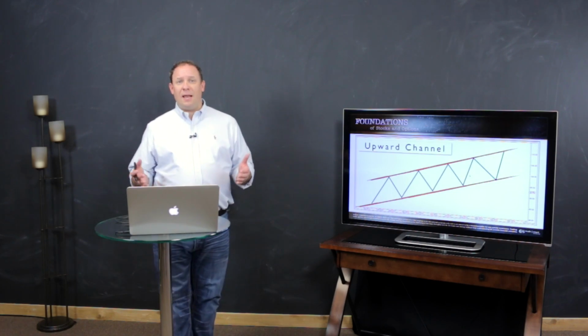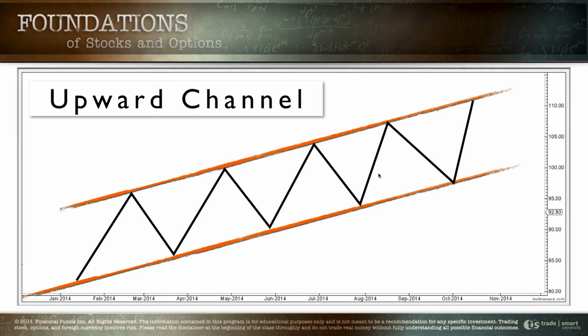Now, let's look at this in a more realistic view here. Notice we've got the same pattern that we just drew out here, a sequence of higher highs and a sequence of higher lows, but we're also doing this while trading sideways between support and resistance. This is an upward channel. And so you see we've got both an uptrend happening and an upward channel.